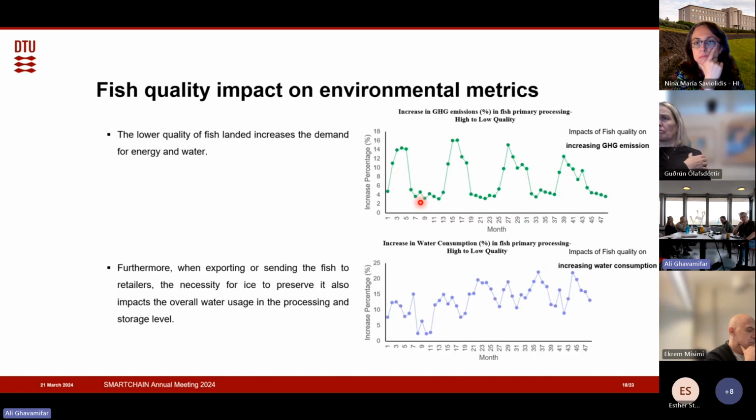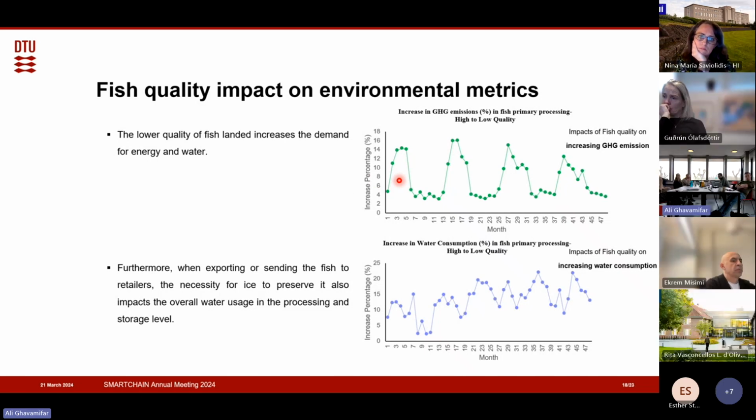Then we had another investigation on fish quality impact on the environmental metrics. So we just compared the high quality case with the low quality case, and you can see that in both cases we have an increase in both greenhouse gas emission and water consumption. In the first figure, about the increase of greenhouse gas emission, we can say that it can vary between 3% to 80%. But I have to mention that it's just regarding the fish primary processing and warehousing, and we didn't consider other sides like fishing and so on. We just considered the energy consumption and greenhouse gas emission in processing and warehousing. So we can see that we have some peaks in the peak months, so we need more electricity and more energy, and we will have more greenhouse gas emission.